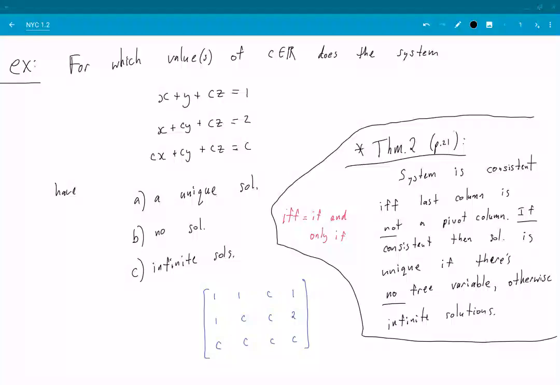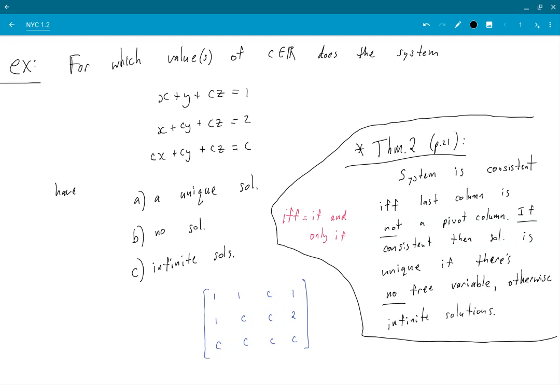Okay, pause the video and copy all this down. Okay, we'll start by just taking this system, putting it into a matrix, and reducing to echelon form.